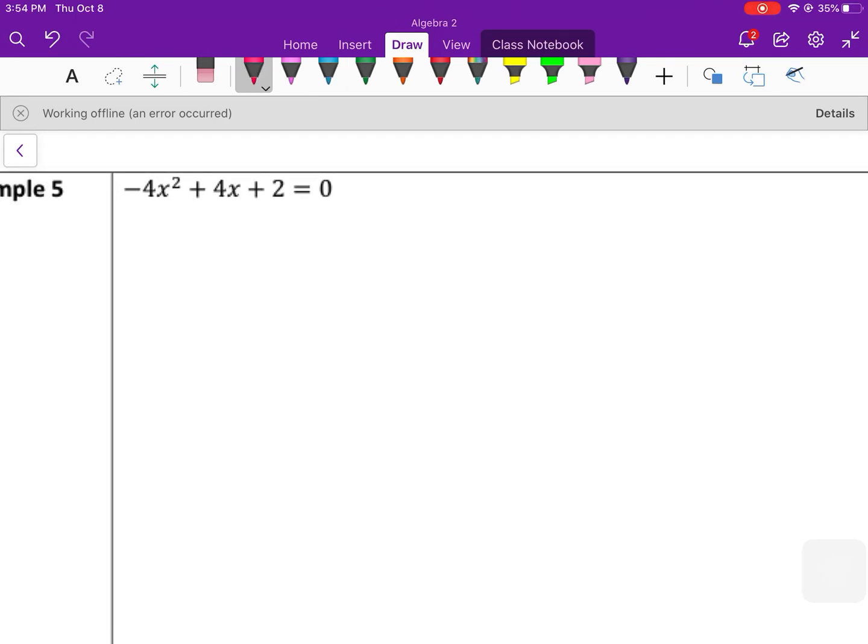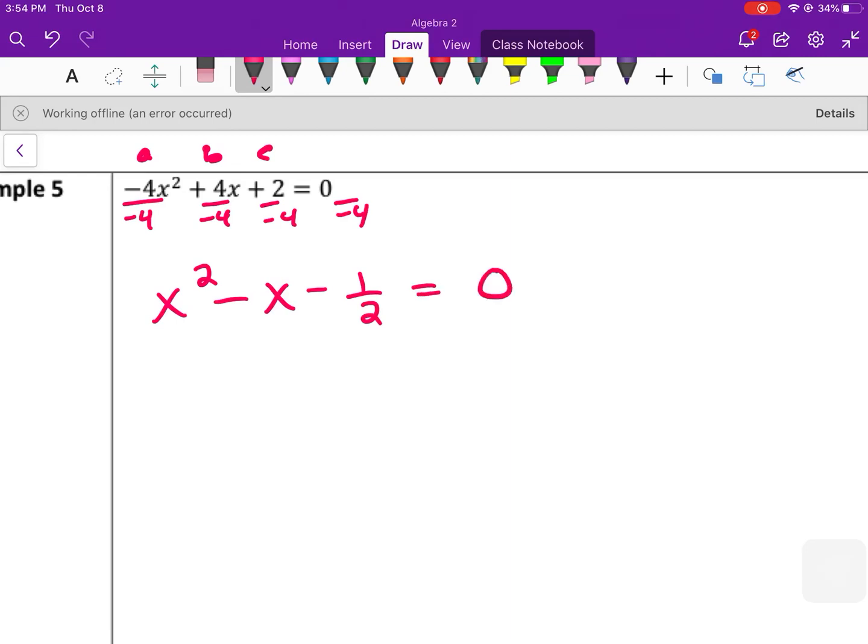All right, step 1, a has to be equal to 1. In this one, a is equal to negative 4, so I have to divide everything by negative 4 before I can start. So I'm going to get x squared minus x minus 2 divided by 4, that's going to be a half, equals 0. Then move c to the other side, so add a half to both sides.